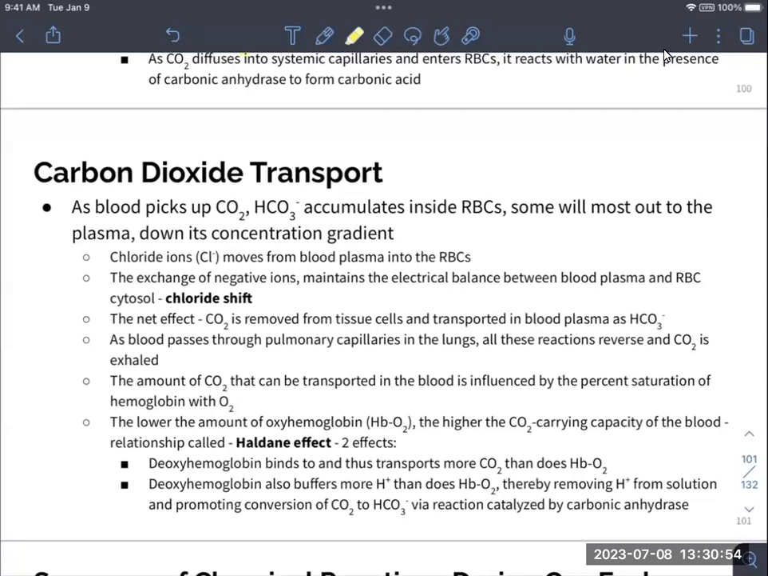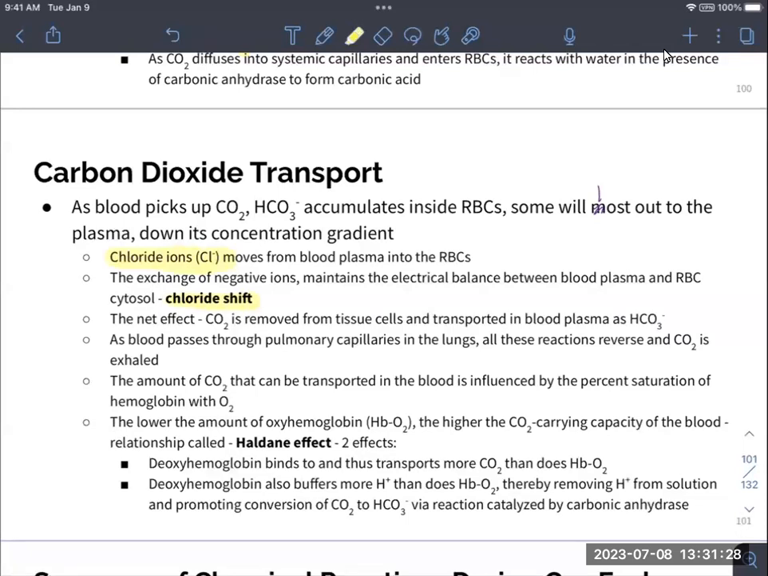Some will move across that concentration gradient to actually be pushed into the plasma, but most of it is still technically inside of those red blood cells. Chloride will move into those red blood cells. So this is what's called a chloride shift.